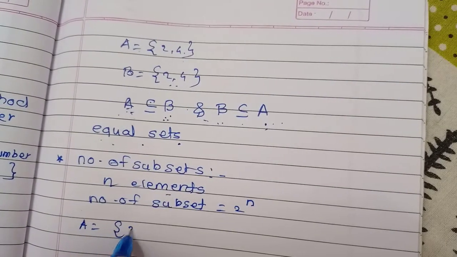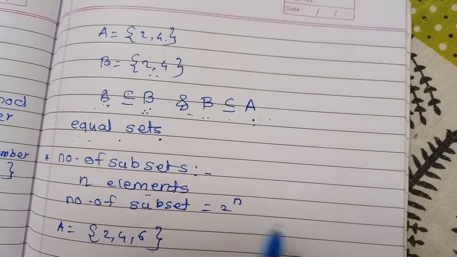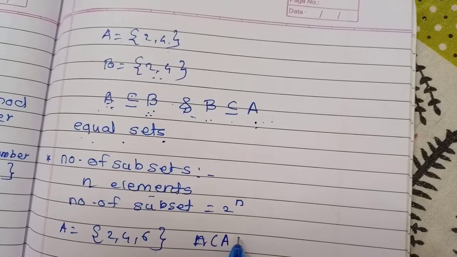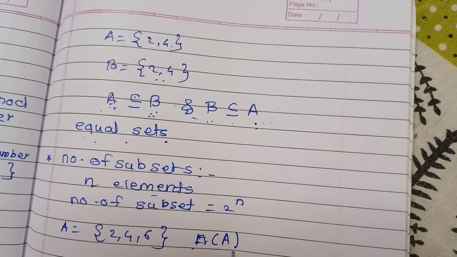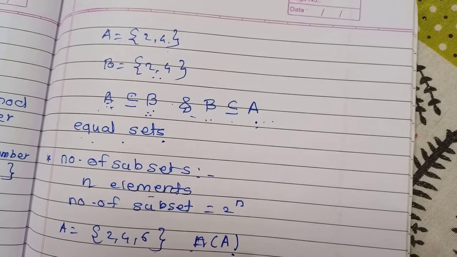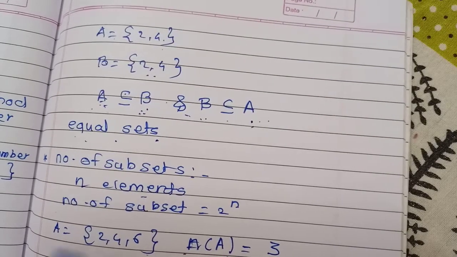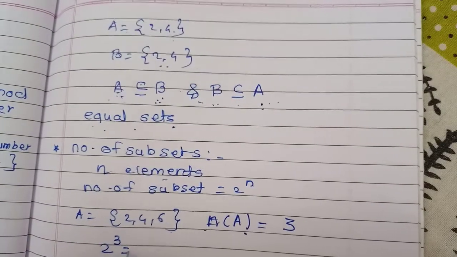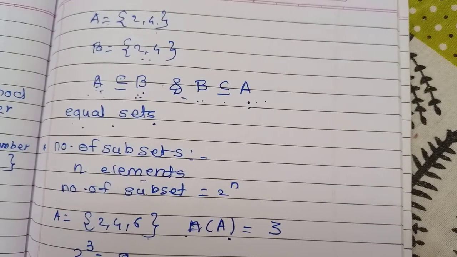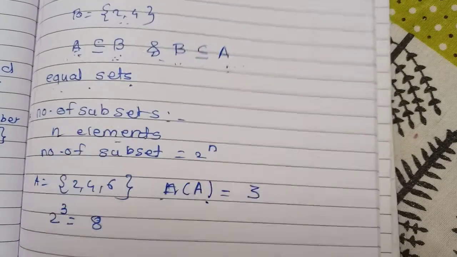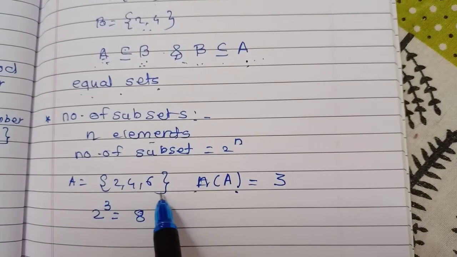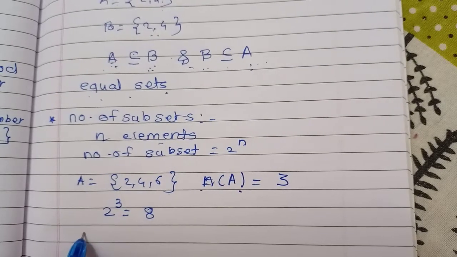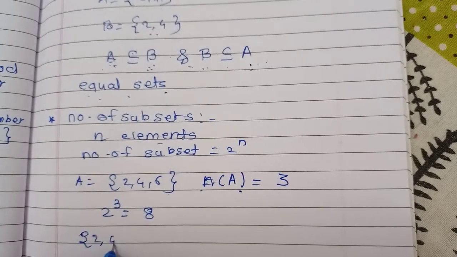A is equal to {2, 4, 6}. Consider it. Then how many elements are there? The number of elements is written as n(A). So the number of elements is equal to 3. Now according to our formula, 2 raised to 3 is equal to 8. So we have to form sets such that they are subsets of A.